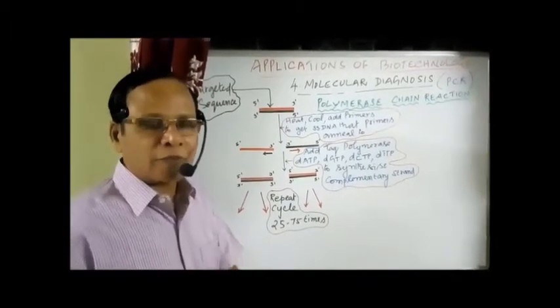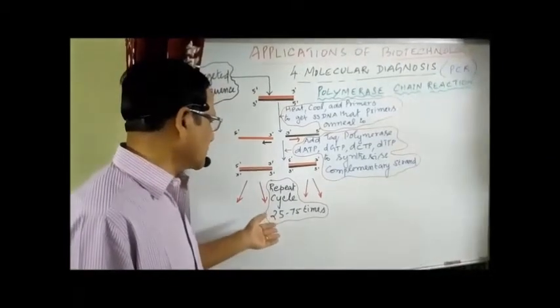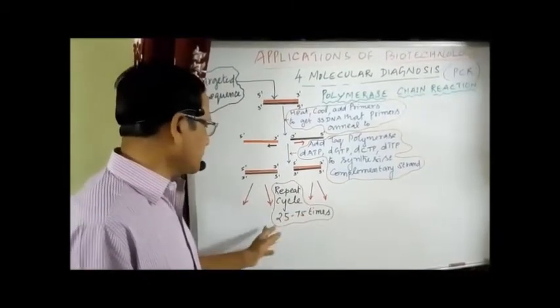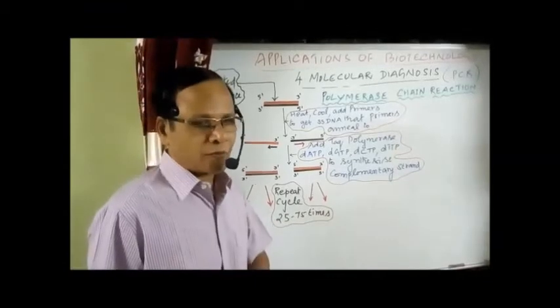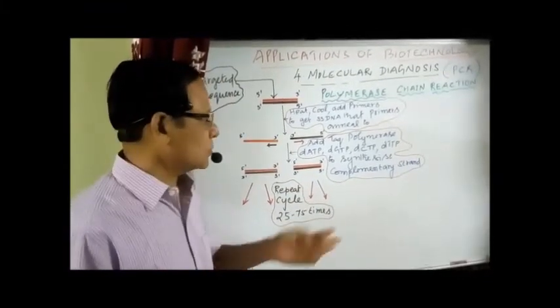Likewise, the cycle is repeated many times so that we are getting billions of copies. Here in the book it is given that the cycle is repeated 25 to 75 times. Okay, this picture was given already in the previous video. You go through that one.